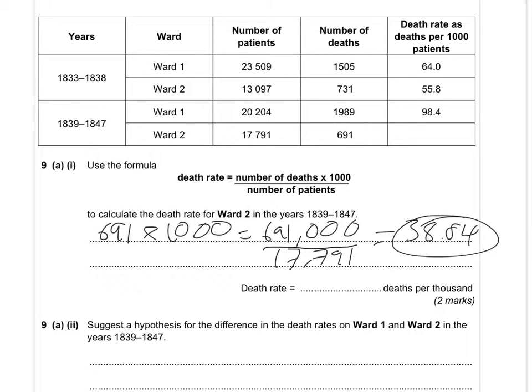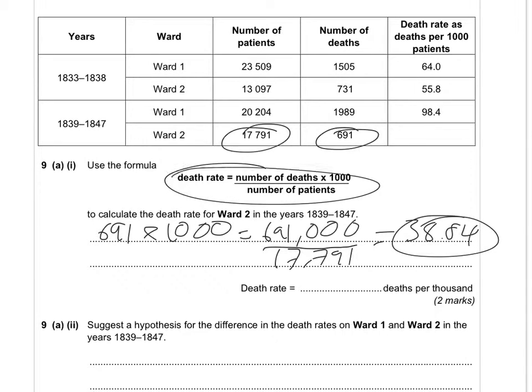Okay, so you have to use the data in the table. You've got to use these two numbers here and use the formula. If it gives you a formula, please make sure that you are using it.